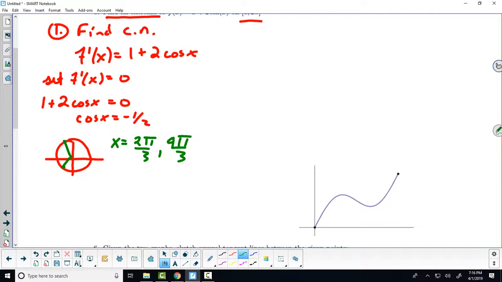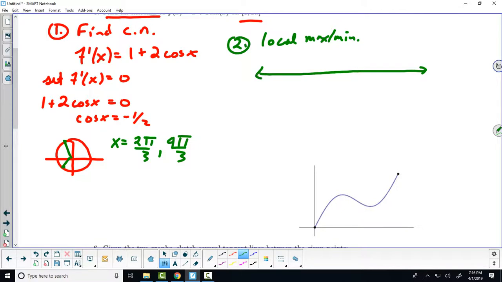We found the critical numbers. Good. Now let's go ahead and find the local maxes and mins, if any exist. For this, we just went through this process. We're going to make the number line. On the number line, I'm going to emphasize by adding a 0 here, then 2 pi over 3, 4 pi over 3, and then we'll put a 2 pi over here. So I'm adding on the endpoints here.